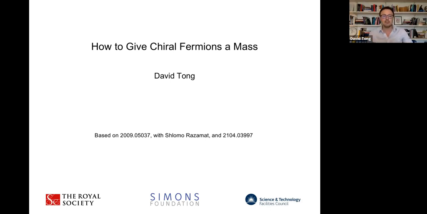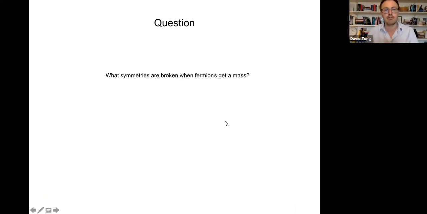All right. So it's based on a paper I wrote with Shlomo a year ago and a follow-up paper from a couple of months ago. And it's a really basic question in quantum field theory. It's been a nice project for me because it's a question that I really thought I knew the answer to, and it turned out for 20 years, I was completely wrong. So the question is, how do you give chiral fermions a mass?